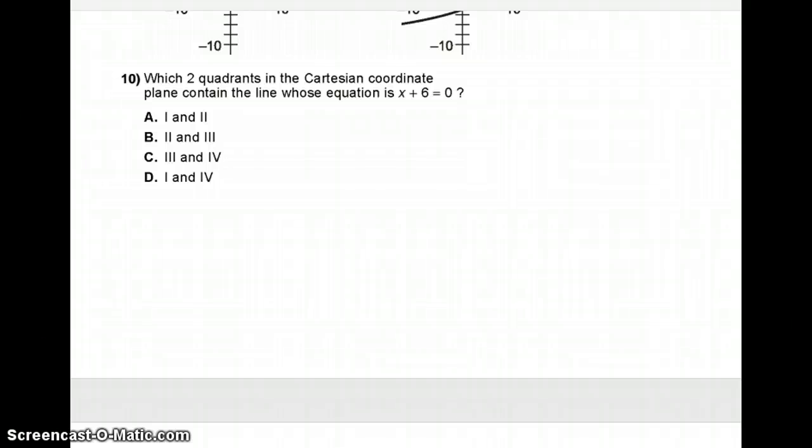Number 10, which two quadrants in the Cartesian coordinate plane contain the line whose equation is x plus 6 equals 0? A, 1 and 2. B, 2 and 3. C, 3 and 4. D, 1 and 4.